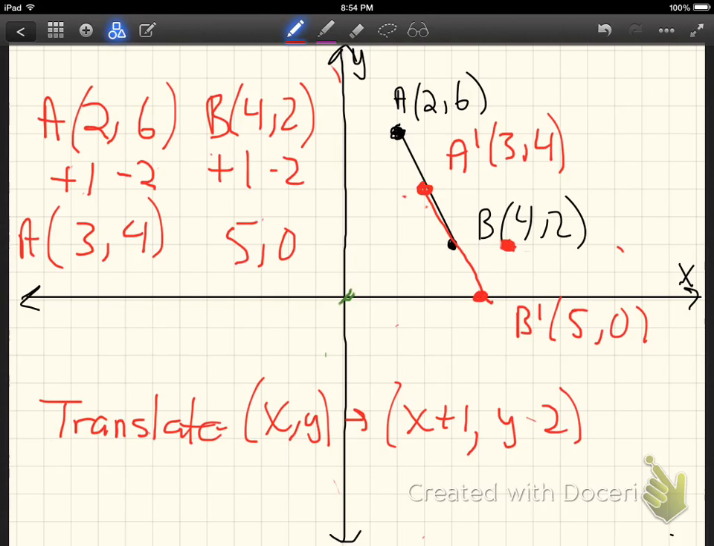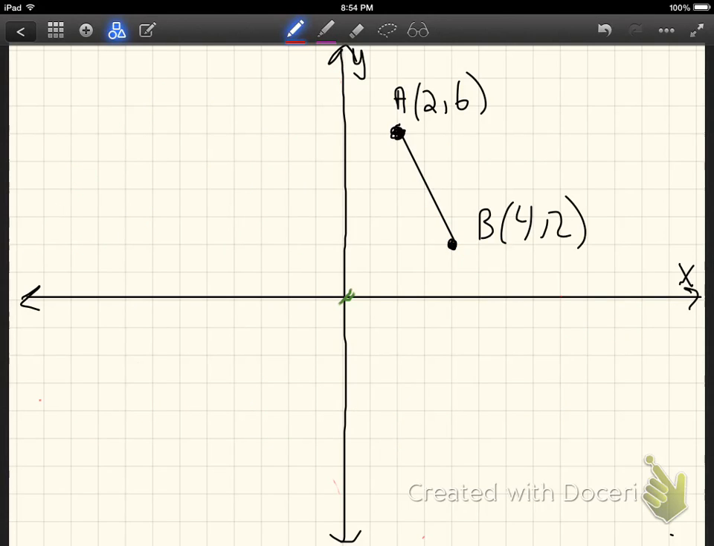Okay, now we've got our translation done. Okay, we've got 2 more to do. We're going to rotate 90 degrees left, and we're going to dilate a different segment. Okay, so let me get rid of all the new marks here and get back to the original. It'll take a little erasing.